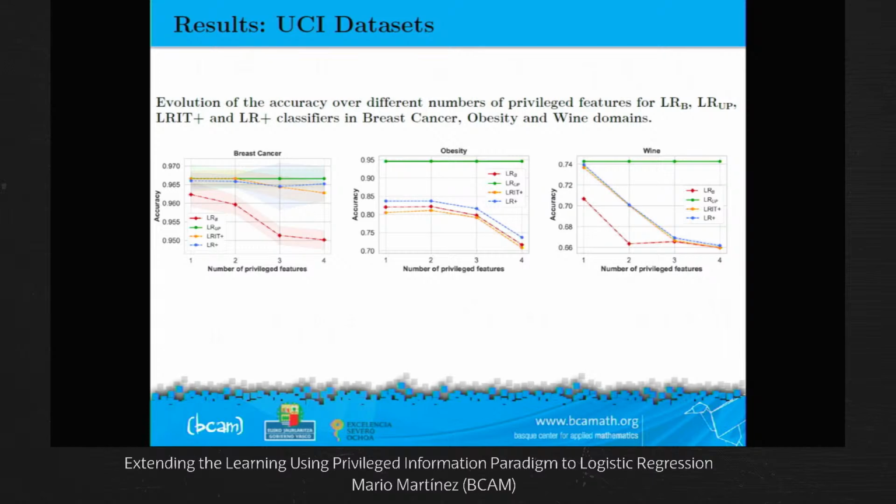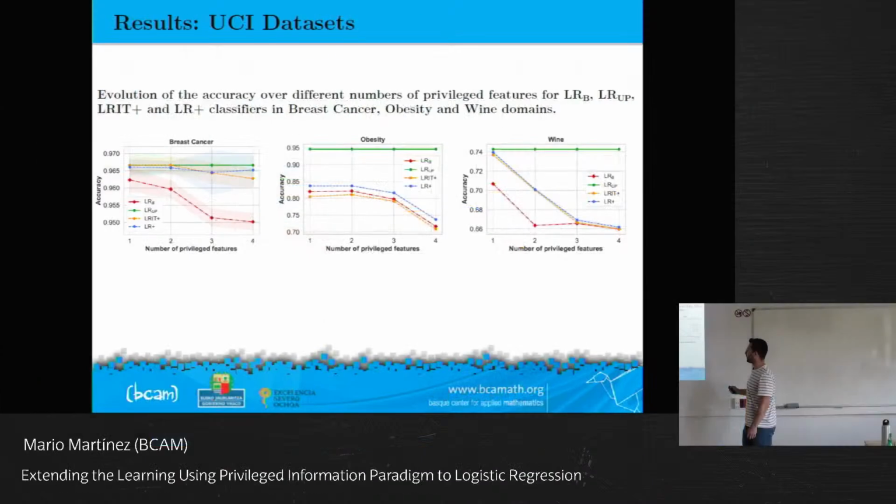And here we can see the evolution of the accuracy over different numbers of privileged features for the breast cancer dataset, for obesity, and for the wine dataset. For the breast cancer dataset, the red line is the base classifier, the same as in MNIST Plus. The green line is the unreal privilege classifier, which is new. The orange line is the LRIT Plus, and the blue line is the LR Plus.